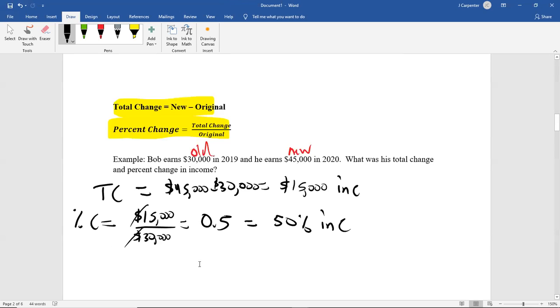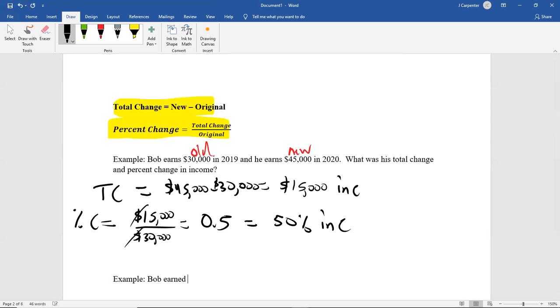All right, next example. I really like the income ones, and you'll see me do some more income problems in the QR class on Thursday, but I'll also approach them from different angles. I won't just always give you the old and the new. Maybe I give you the percent change and you've got to figure out the new. Or maybe I give you the percent change and the new and you've got to figure out the old. So we'll be doing all of that next time, but not today.